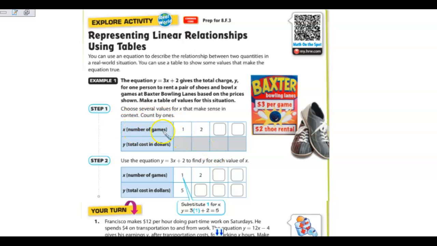So this is x, the number of games. And then we have 1 game, 2 games, 3 games, and 4 games because they wanted us to count by ones. y is how much it's going to cost in dollars. So this is our input, and then we are going to substitute this into our equation for x. And then that's going to give us our y. And that's what they're doing down here in step 2.